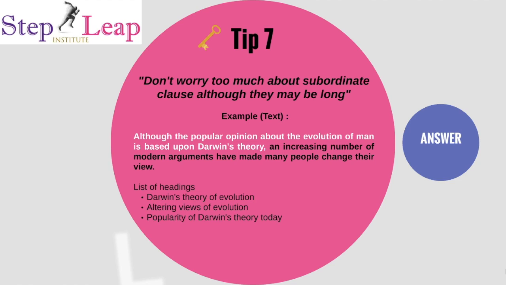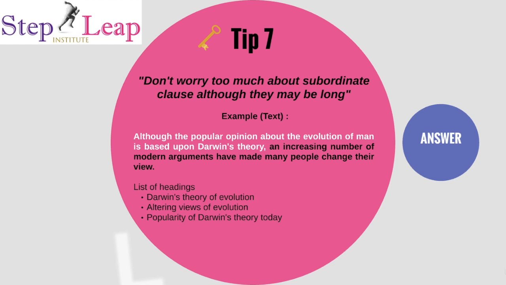Now see, what is a subordinate clause? There are two types of clauses in a sentence. One is the subordinate clause and the other one is the main clause. So you don't need to worry about the subordinate clause, just avoid it. So here in this sentence, the subordinate clause is, although the popular opinion about the evolution of man is based upon Darwin's theory, an increasing number of modern arguments have made many people change their view.